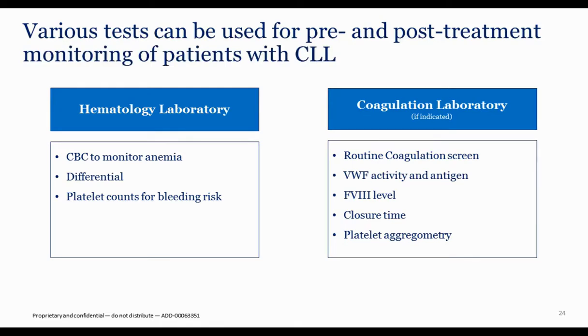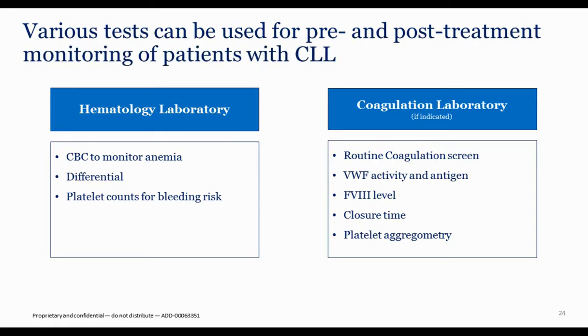Now, we can also monitor the risk factors in CLL through the integration of hematology and the coagulation lab. And so this slide simply sums up some of the things that we can look for in the hematology lab. Of course, the CBC to monitor the white cell count as well as the anemia, the differential to look for an abnormality within those lymphocytes, or to see if the actual absolute number of lymphocytes is being reduced, and then also the platelet count, and this also plays a part in the risk for bleeding.